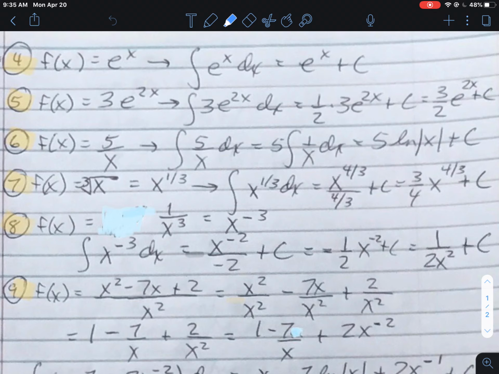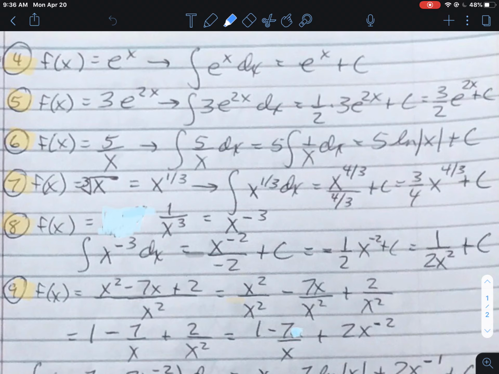F of x equals 3e to the 2x. The integral of 3e to the 2x, again, the constant 3 doesn't affect anything. I can look at that as a constant factor. So I'm finding the antiderivative of e to the 2x, which would be e to the 2x times the reciprocal of the constant. Or we said we divide by the constant. So the antiderivative of 3e to the 2x is 3e to the 2x divided by 2, or times 1/2, plus c.